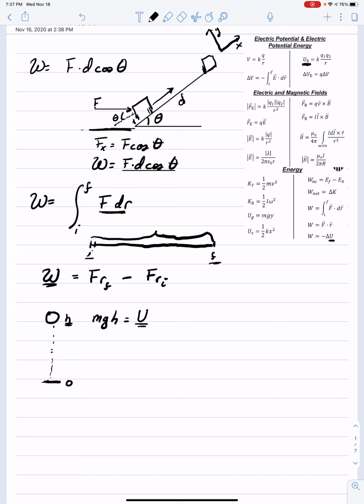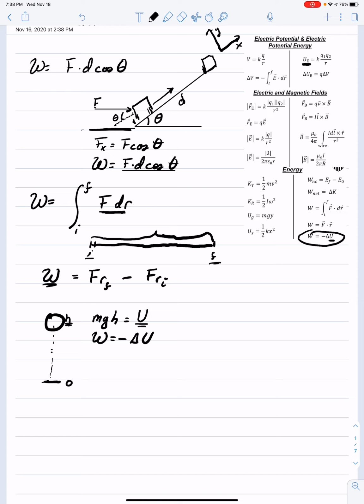Now, if I drop the ball and it's coming down, there is a change in potential energy. I am losing potential energy as it's dropping down, but in losing potential energy, I gain work. So that's why you see this equation right here, where it says work equals negative change in potential energy.